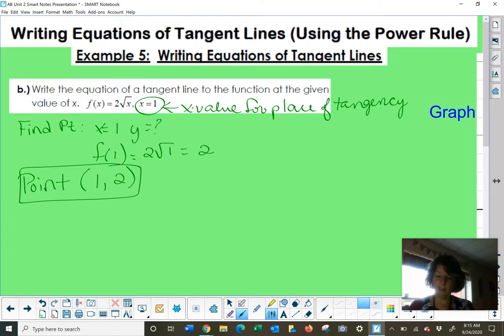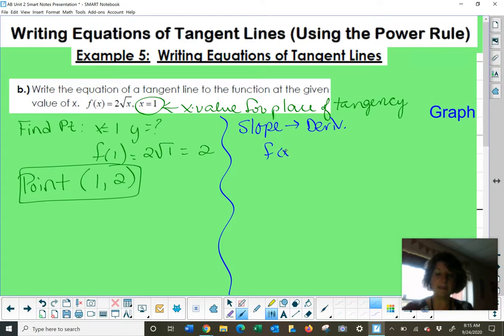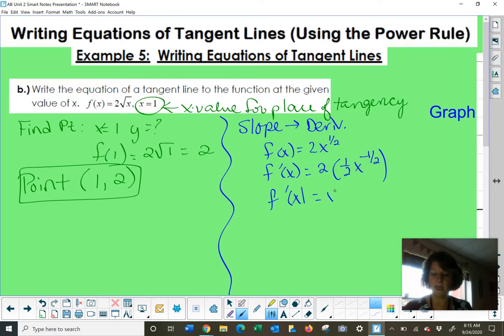The other thing we need is the slope. So let's find the slope by finding the derivative. We're going to have f of x. I'm going to rewrite that square root x as a power, because with the power rule, it's much easier to find the derivative if it's written as a fractional exponent. 2 times 1/2 x to the negative 1/2. We reduce that power. We get f prime of x equals x to the negative 1/2. That's like saying f prime of x equals 1 over square root x, isn't it?